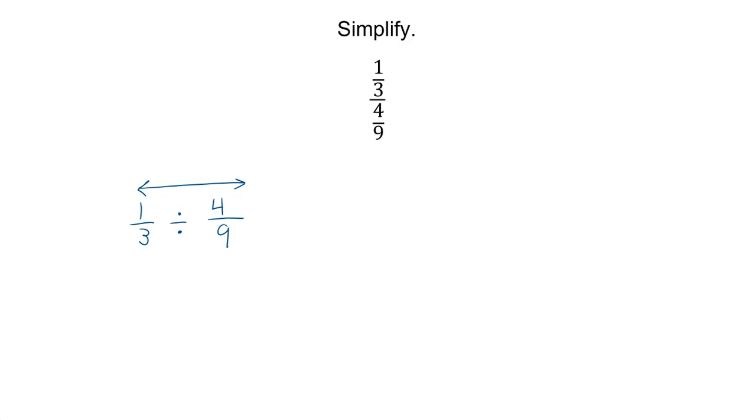And when we divide two fractions, we keep the first fraction the same. We change from divide to multiply, and then flip the last fraction. Keep, change, flip. That gives us 1/3 times 9/4. When we multiply fractions, we multiply top to top and bottom to bottom. So we'll have 1 times 9 in the numerator, and we'll have 3 times 4 in the denominator. That gives us 9 over 12.